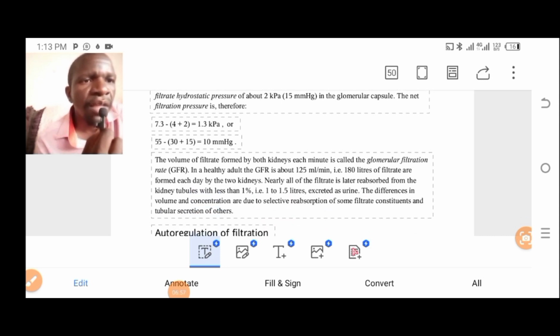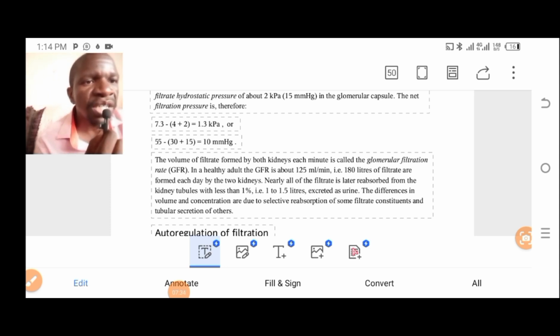The volume of filtrate formed by both kidneys each minute is called the glomerular filtration rate, GFR. In a healthy adult, the glomerular filtration rate is about 125 milliliters per minute. This equates to 180 liters of filtrate formed each day by the two kidneys, that is, in 24 hours.